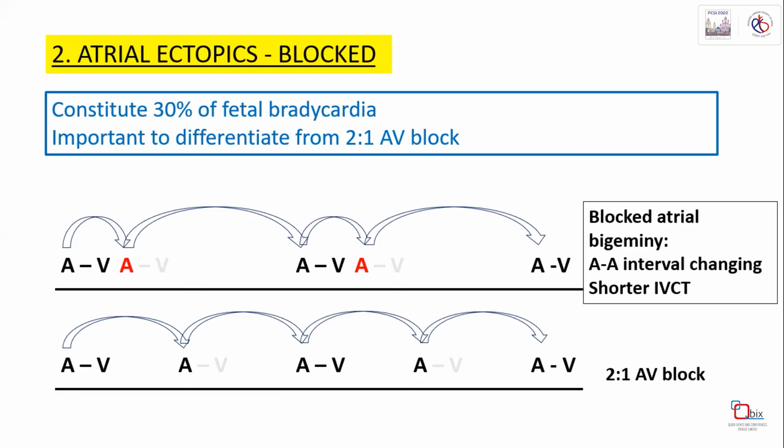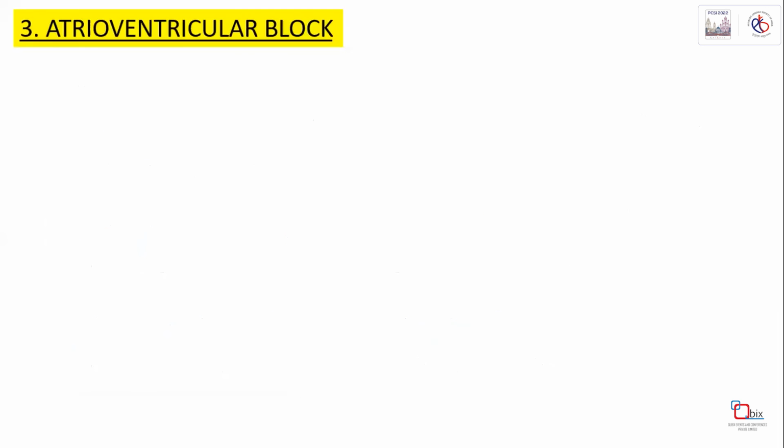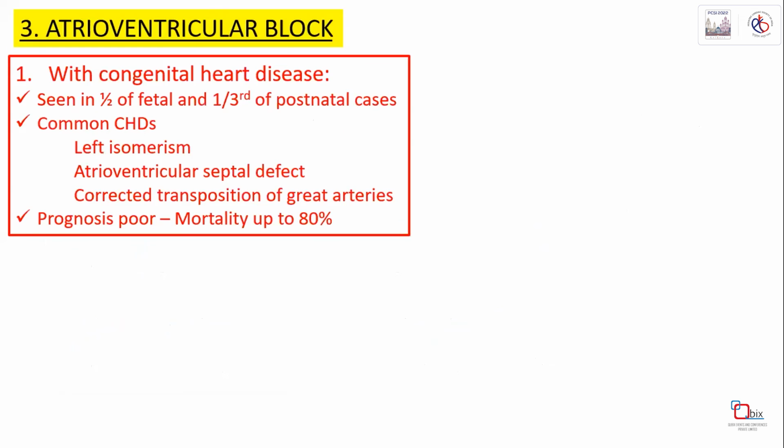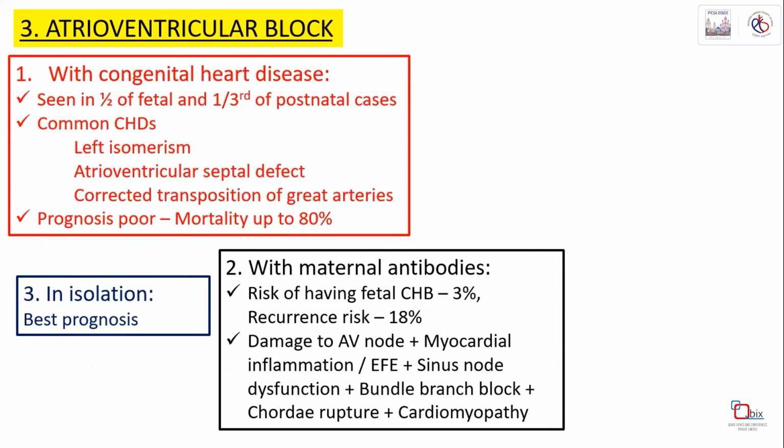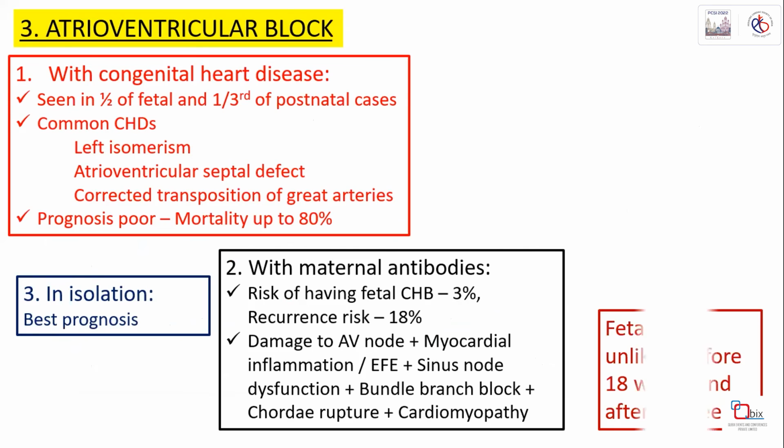Now, atrial ectopics we have discussed. The only differential which we need to understand is between blocked atrial bigeminy and 2:1 AV block, where 2:1 AV block will have a regular AA interval. And AV blocks, we know that it can be with congenital heart disease, with maternal antibodies, or in isolation. With congenital heart disease, AVSD and corrected transposition need to be ruled out. Prognosis is poor. In contrast, with maternal antibodies, the prognosis is much better.